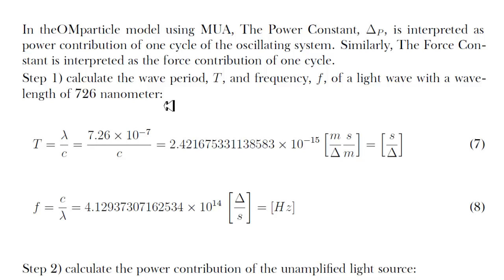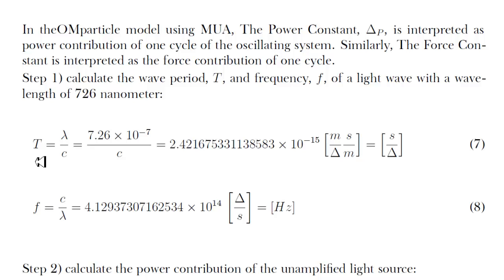Okay. So step 1 is to calculate the wave period and the frequency of the light wave using the wavelength of 726 nanometers. Okay, so what I'm doing here is I'm going to be using the frequency term, but I'm also calculating the time period just for the sake of argument.